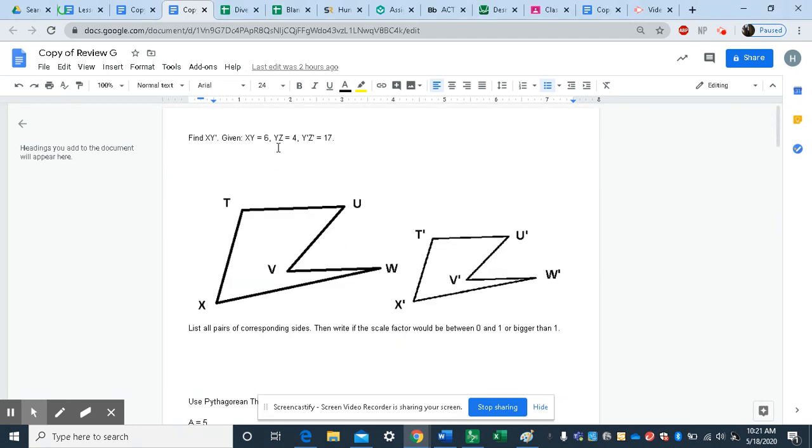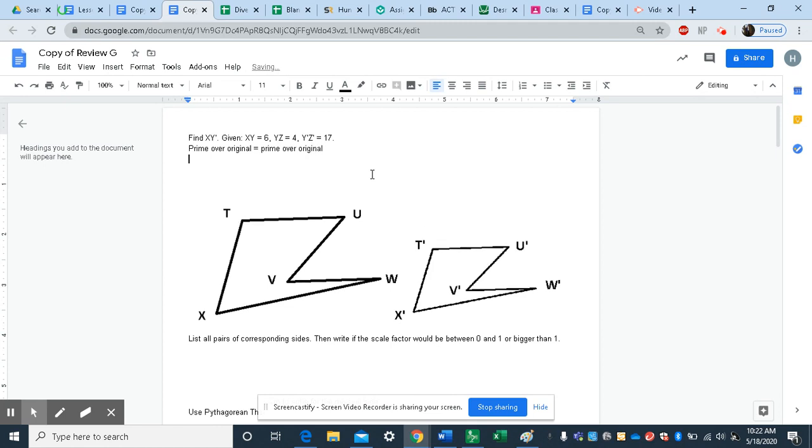So we're starting off with a proportion. It says find x, y prime, given xy equals 6, yz equals 4, and y prime z prime equals 17. So let's set up our proportion. It's always going to be prime over original equals prime over original. I'm just writing it out so that we make sure we're all on the same page.